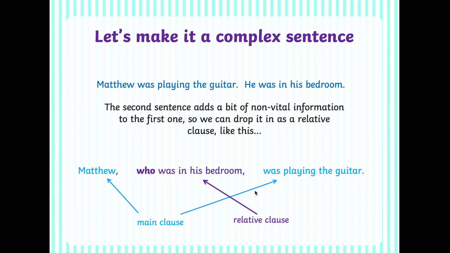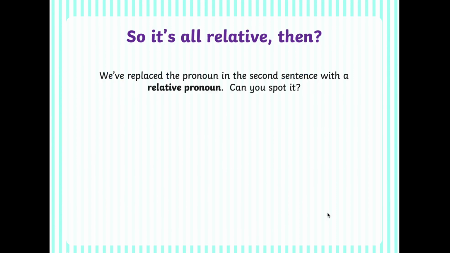So, the main clause could be a sentence by itself and still make sense. Matthew was playing the guitar. The relative clause, who was in his bedroom, doesn't make sense by itself, but it adds more information to describe the noun in the sentence, which in this case is Matthew. So, it's all relative then, eh?